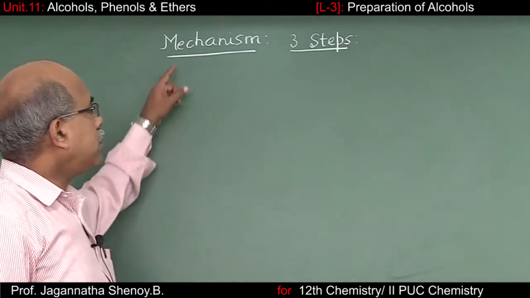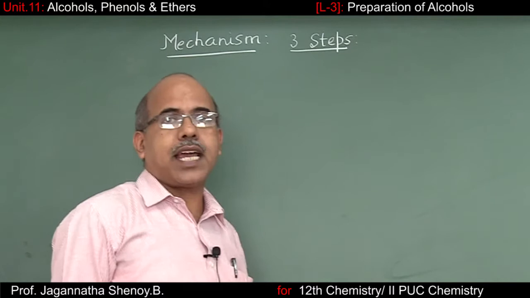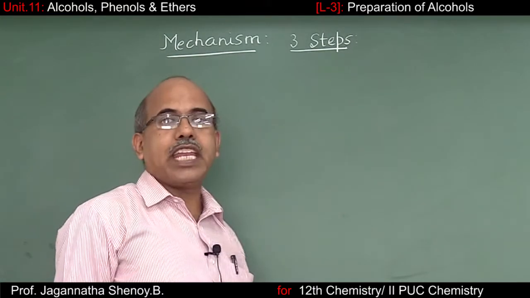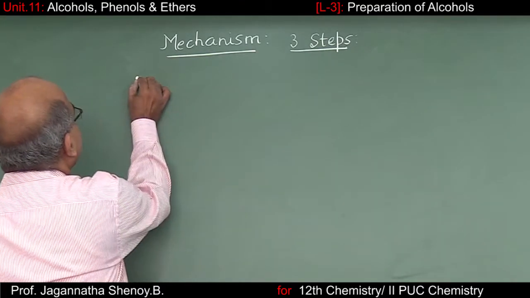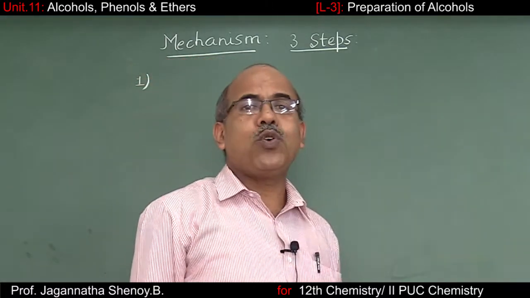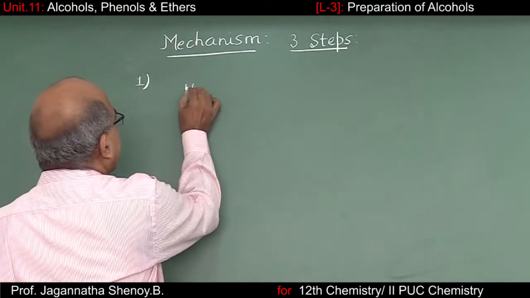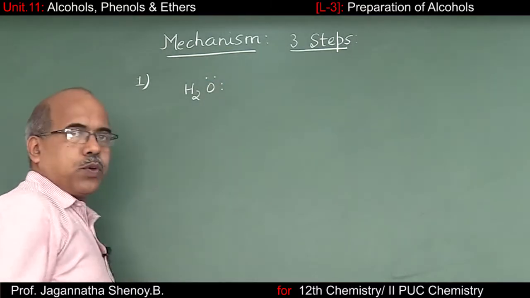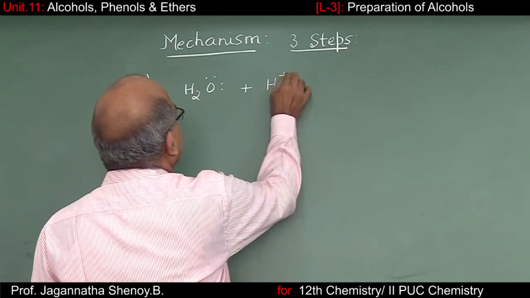We shall start from the mechanism for the reaction, that is acid catalyzed hydration of alkenes. This reaction involves 3 steps. We shall study those steps one by one. In step number 1, first hydronium ion is formed. What way can I represent formation of hydronium ion? You have water molecule H2O. It reacts with H plus ion.